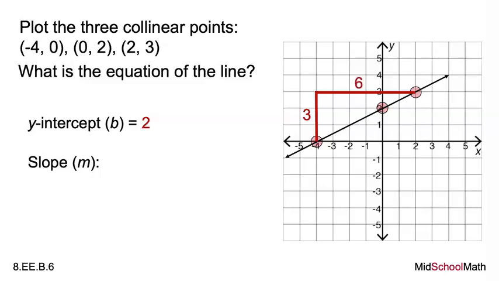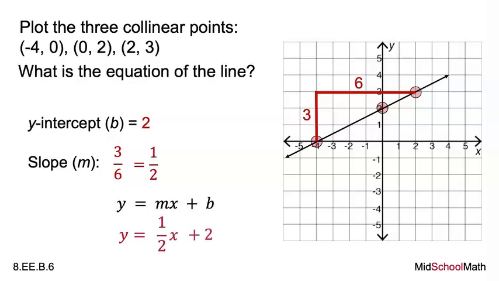The slope, or m, is 3/6, which simplifies to 1/2. Now, keeping in mind slope-intercept form, or y equals mx plus b, we can write the equation of this line. We start with y equals, then we substitute the slope of 1/2 in for m, which is the coefficient of x. Then we substitute the y-intercept of 2 in for b. Our final equation is y equals 1/2 x plus 2.